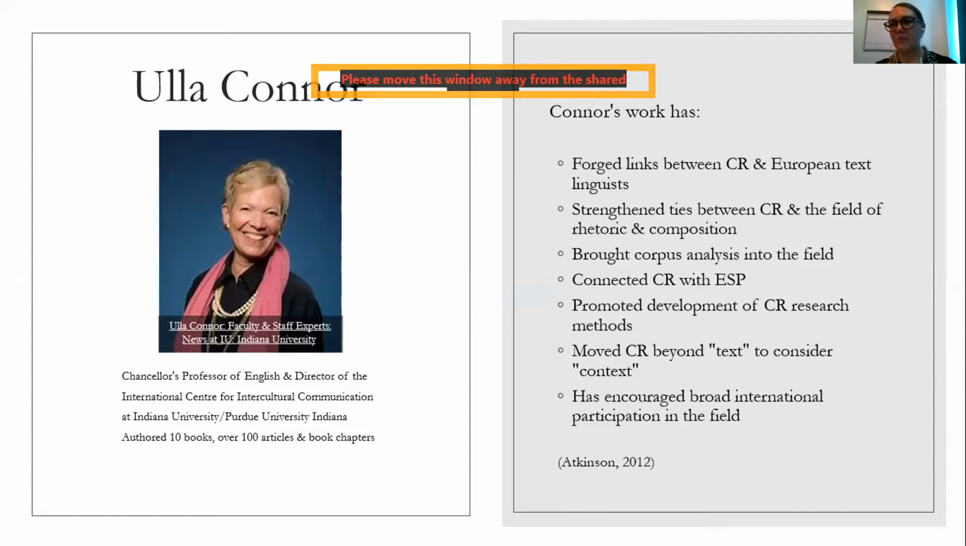Her work has contributed to the advancement of intercultural rhetoric in many ways, in that it has forged links between contrastive rhetoric and European text linguistics. Her work has also strengthened contrastive rhetoric's connections with the field of rhetoric and composition, and has brought corpus analysis into the field and connected contrastive rhetoric with ESP. It has promoted the development of contrastive rhetoric research methods and has also moved contrastive rhetoric beyond text to consider context.